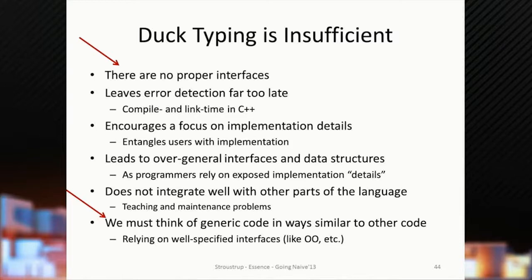And furthermore, it doesn't integrate too well with other parts of the language. You have to teach this kind of coding in a different way than other kinds of coding, and you have to think about it in a different way, and that's not good. We're not very good at keeping one style here and one style there. It should be better integrated. So I think we have to rethink generic code so that it becomes similar to the way we think about other code. And we need interfaces to get better error messages, better specification of our algorithms.